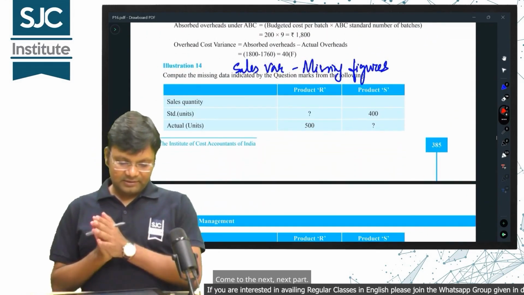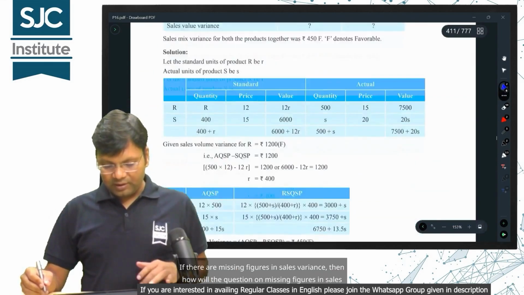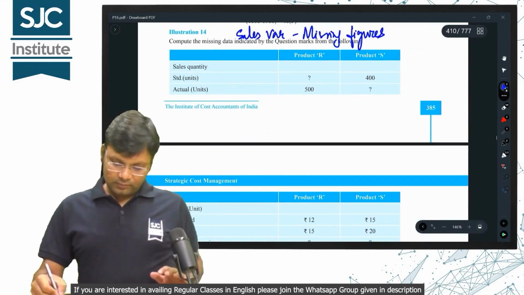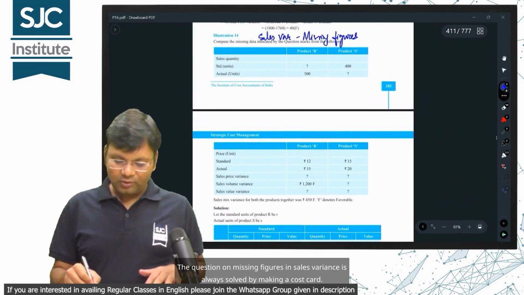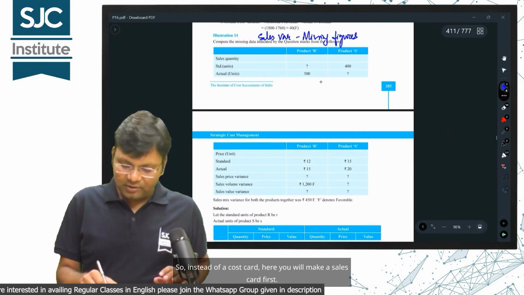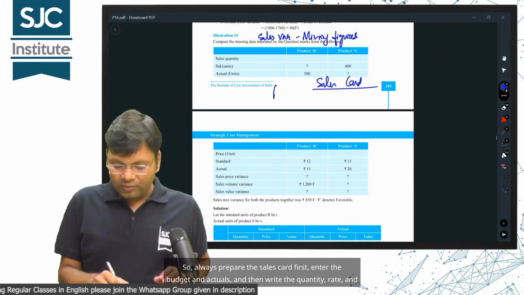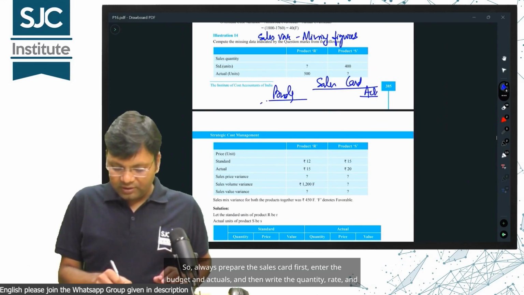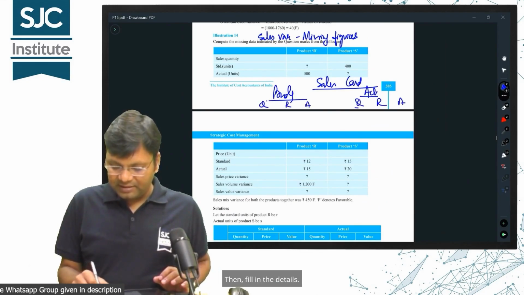Come to the next part. If there are missing figures in sales variance, then how will the question on missing figures in sales variance be solved? It is always solved by making a cost card. So, instead of a cost card, here you will make a sales card first. Always prepare the sales card first, enter the budget and actuals, and then write the quantity, rate, and amount as per the format. Then, fill in the details.